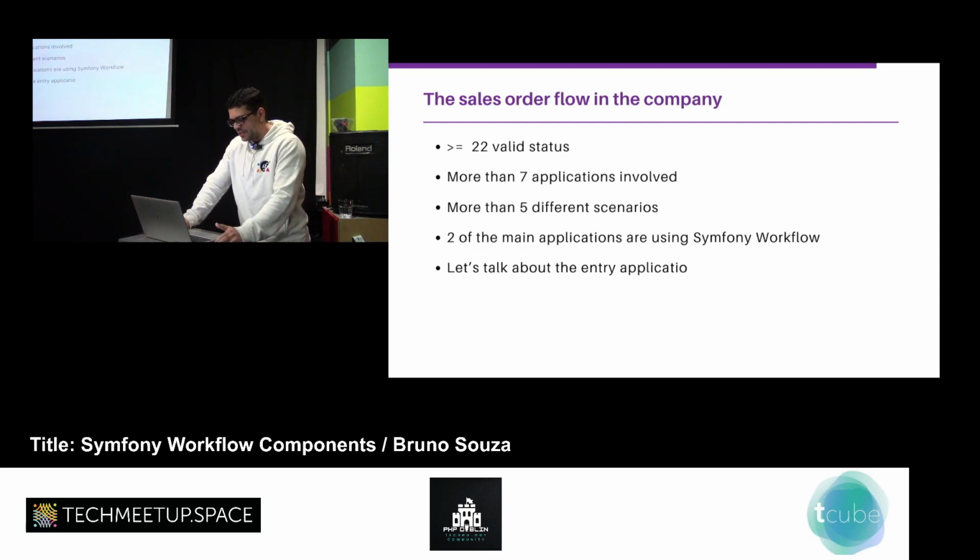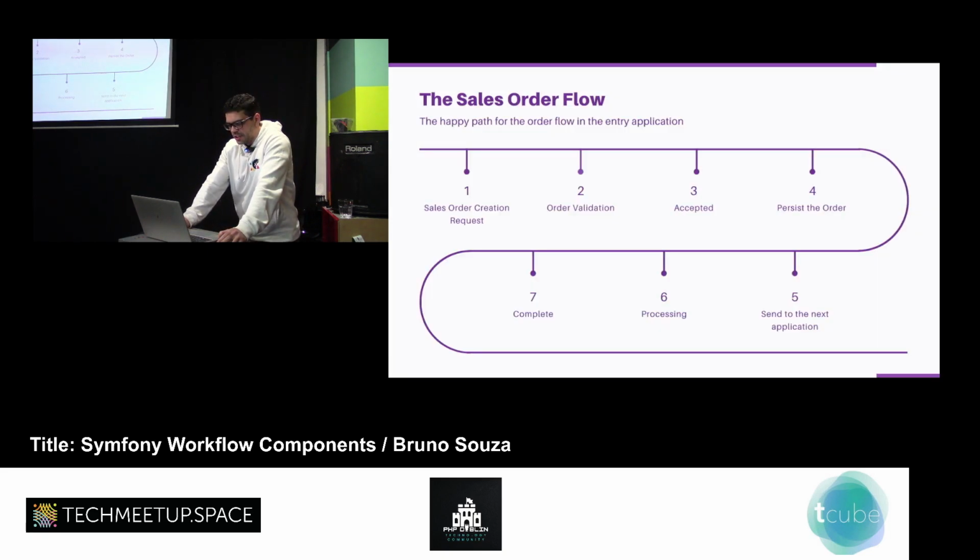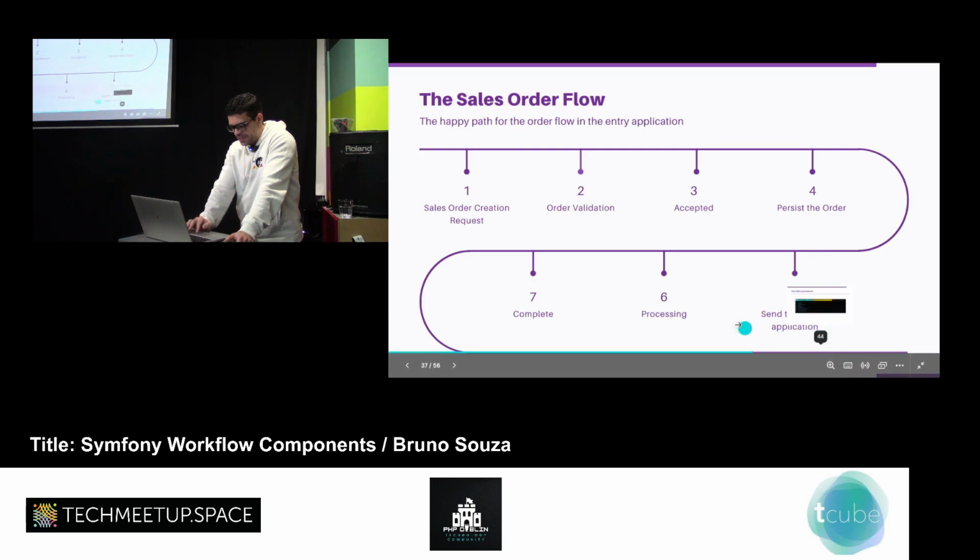And so let's talk about the application. So this is an example of the flow, it's just not exactly like this, but it's just an example. So first, we had the sales order creation request. Then it goes to the order validation. Then goes to accepted, persists the order, sent to next application, or processing and complete.